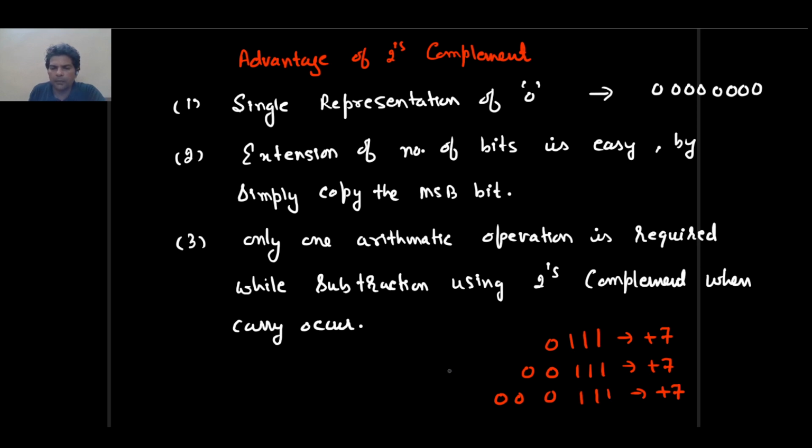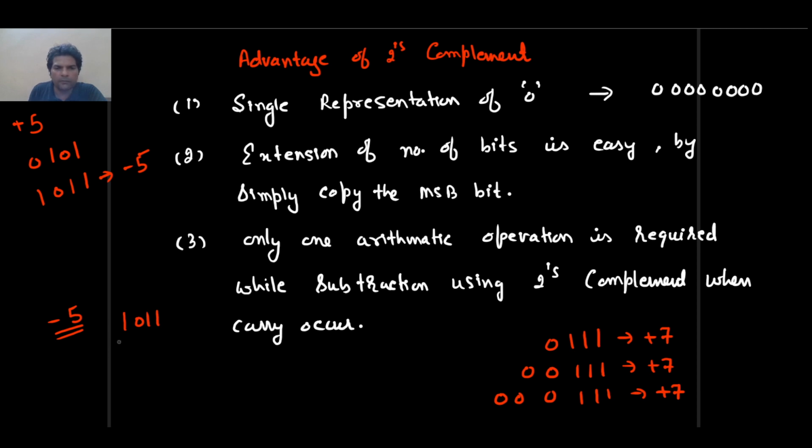Clear? Correct? So let's say minus 5. How do we represent minus 5? First we have to find the plus 5 value. Plus 5 is 0 1 0 1. Now minus 5 is the 2's complement of this one, which is 1 0 1 1. So 1 0 1 1 is minus 5.